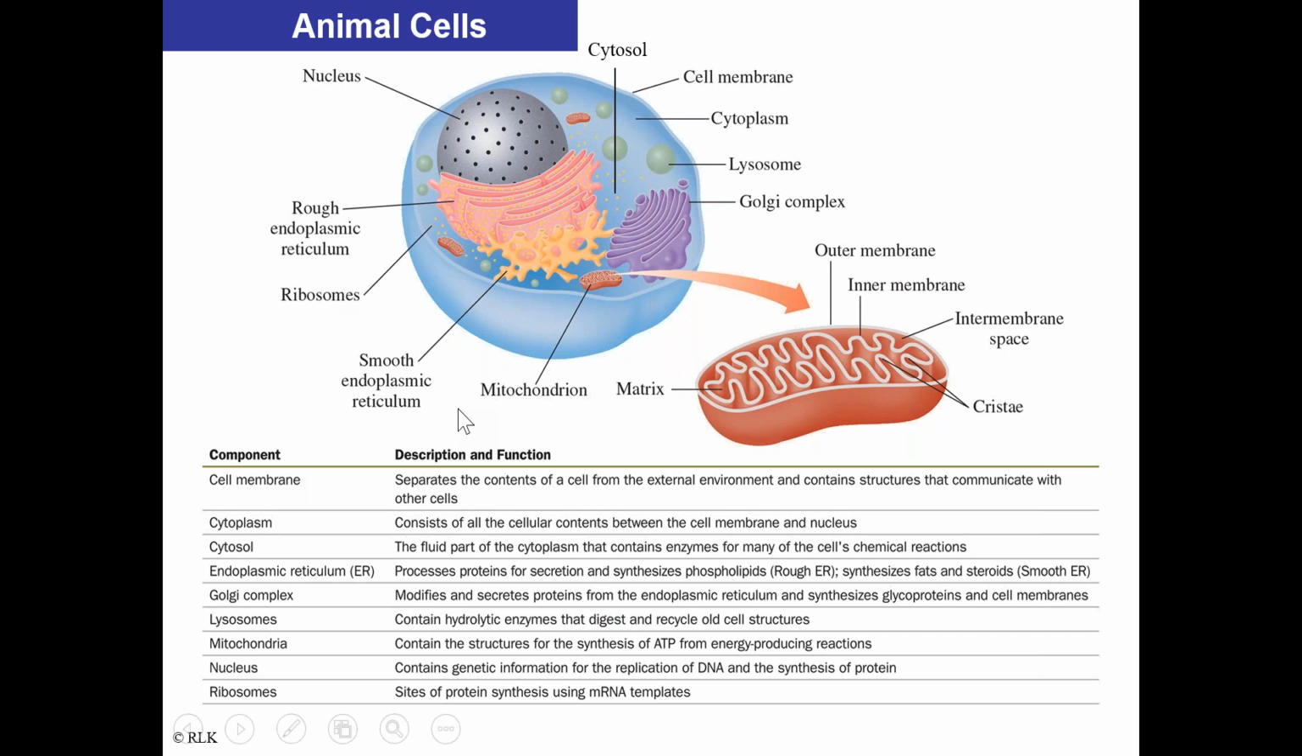You have all these endoplasmic reticulum structures, whether they are smooth or rough, right? And we give a little bit of discussion down here where it says that this process of proteins for secretion synthesizes phospholipids, right? Synthesizes fats and steroids. All of this stuff is so important. You have the Golgi complex, the lysosome. You have all these other things.